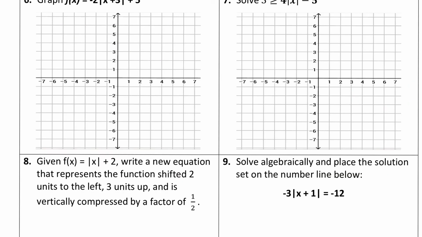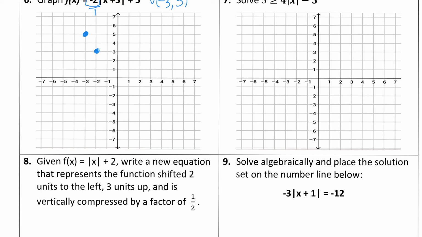Okay, let's move on to number 6. Number 6 just says to graph f of x equals negative 2 times the absolute value of x plus 3, plus 5. And so we're just going to graph our vertex first. Remember, your vertex is your h, k. h is opposite, so my vertex is going to be negative 3, positive 5. So go to negative 3, positive 5, and put a point. Now my a value is negative 2. Now remember, that's negative 2 over 1. So if I use my slope, I go down 2 and to the right 1.